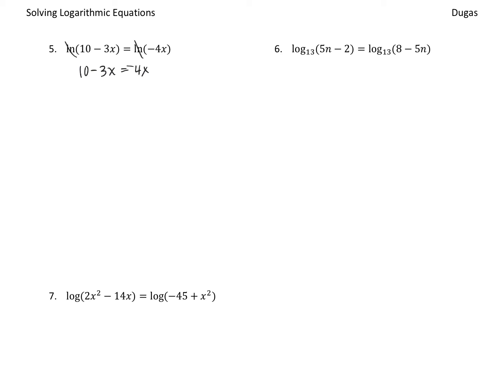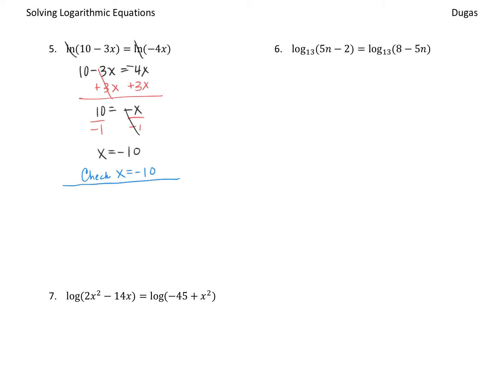So 10 minus 3x equals negative 4x. If you solve that equation, you will find the answers to your original equation. So we want to get the x's on one side of the equal sign. So we'll get 10 equals negative x. Divide by negative 1. So x equals negative 10. Again, we started with a log, so we need to check. So we're going to check x equals negative 10.